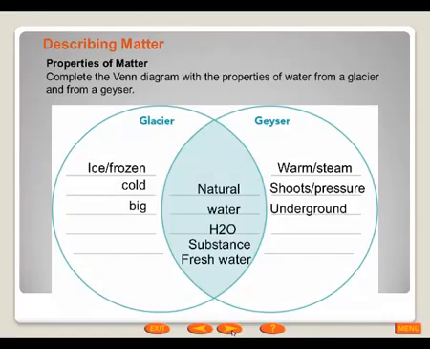The Venn diagram right here has two different things that are made up of water, so a glacier and a geyser. And in here we want to identify the things that are specific to a glacier and the things that are specific to a geyser, and then the things that are similar. So a glacier, it's made up of frozen ice. It's fairly cold usually. It's usually a fairly large area of water.